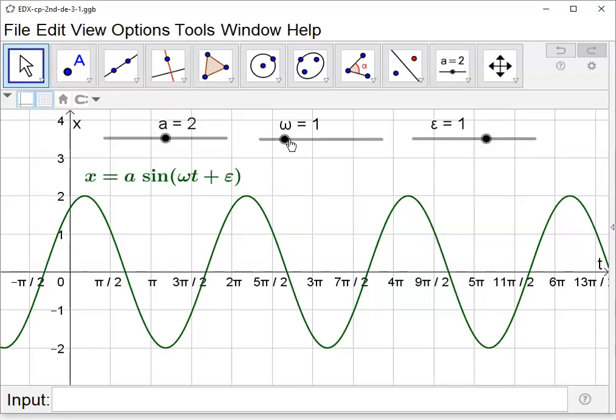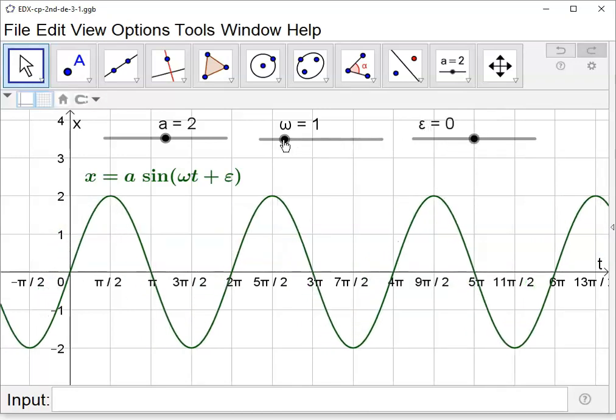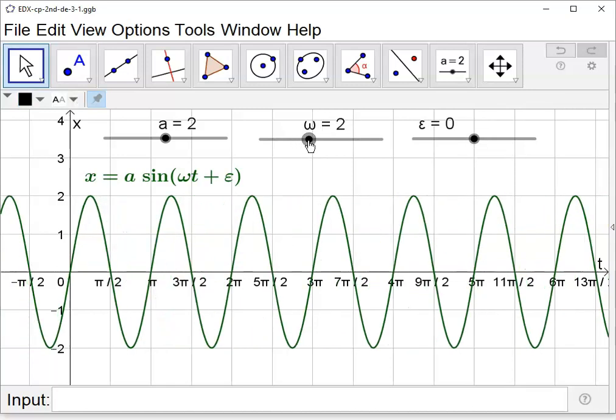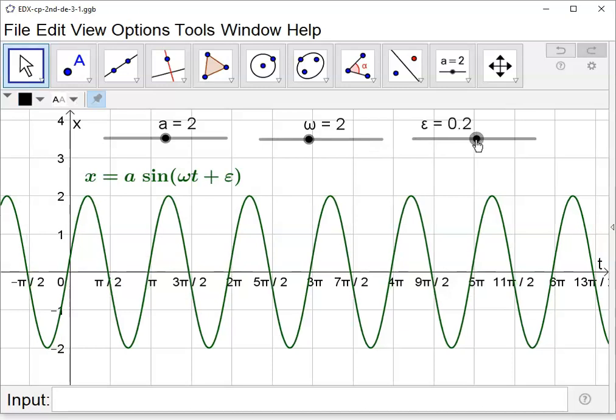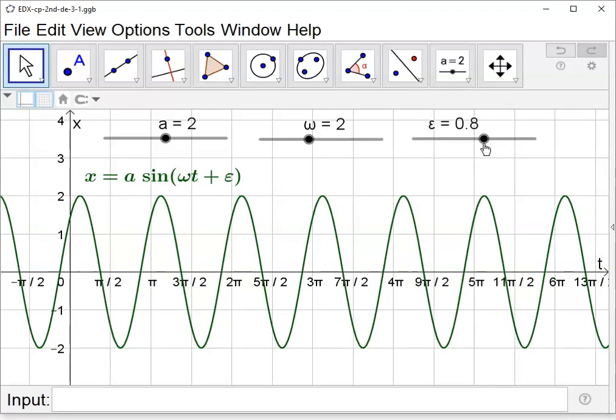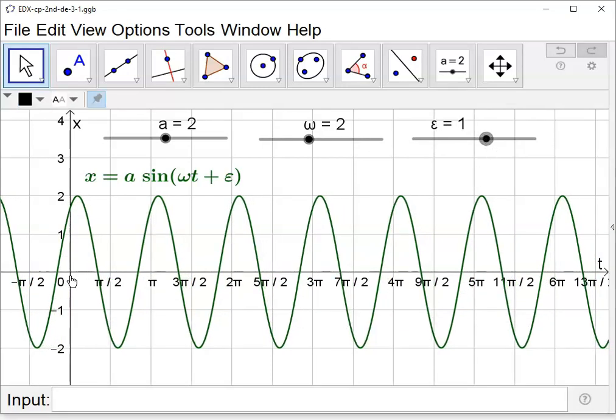Now if I change omega and epsilon, let's set epsilon back to 0, and I'm going to make omega 2 again, so we can see that reduction in the period. It's now pi, the period of this graph. Now if I increase epsilon to 1, you can see that the phase shift is only half a unit of time backwards, because the phase shift is epsilon over omega, so in this case we have a phase shift of half backwards.